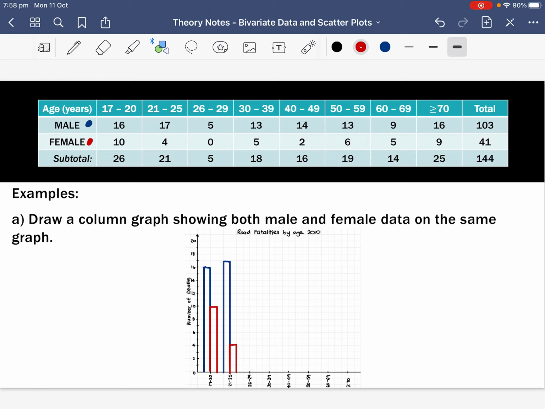So this is very time consuming, but it's important that we do it right and with a ruler. So 26 to 29 for males is 5. And for females, it is 0. So when something's 0, we just do a line along the axis to indicate that. So then for 30 to 39, for males, it is 13. Oops, that was meant to be a straight line. And for females, it is 5.